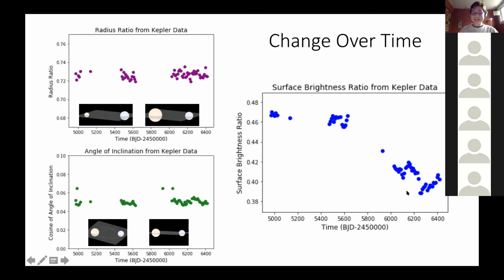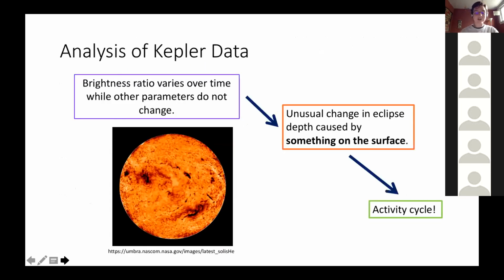This is pretty exciting because we can see something that has changed. If this is the only thing that has changed, only the brightness ratio varies and all the other stuff stays constant, then it suggests that the weird trend we saw in the eclipse depth should be caused by this brightness ratio change. And that is something on the surface of the star, which points to the possibility of studying the activity cycle on the surface of the star.